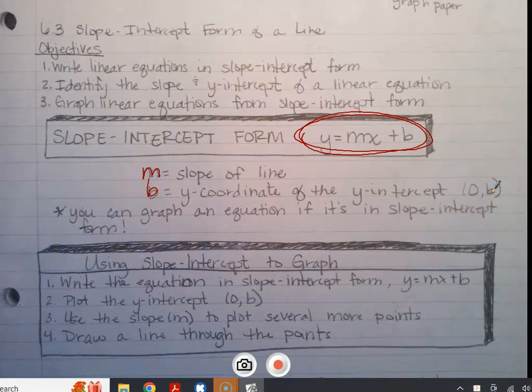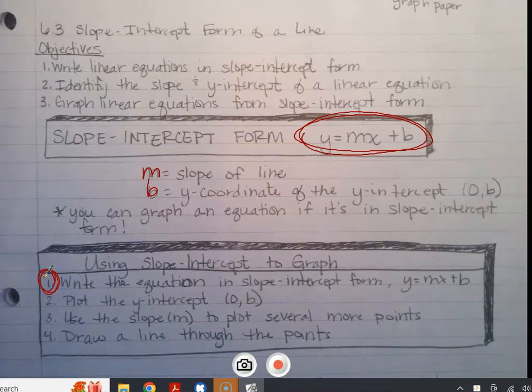Okay, so let's look at the steps for using slope-intercept form to graph. Step 1, we have to write the equation in slope-intercept form, so we have to get it in the y equals mx plus b form. Look at that, we're ahead of schedule again today. 2, we plot the y-intercept, so that's 0, comma b. 3, we're going to use the slope to plot several more points. And then 4, we draw a line through the points. But number 1 is the kicker, getting it in the slope-intercept form. Some of you have struggled with showing your work. This is where I see the biggest hiccup for you, writing it in the correct form.